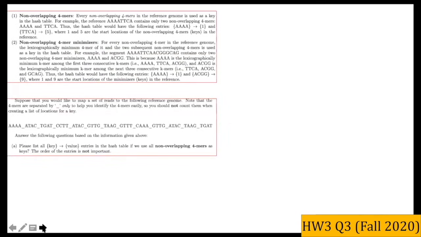Now the first point in the question. Suppose that you would like to map a set of reads to the following reference genome. So here's the reference genome.